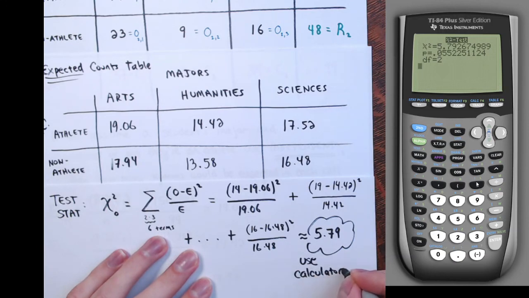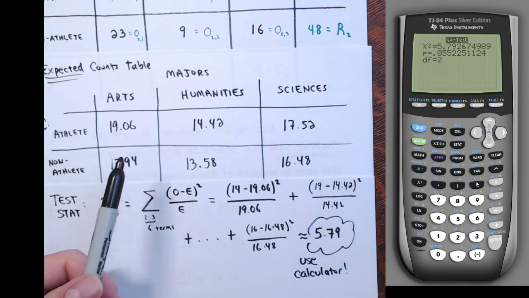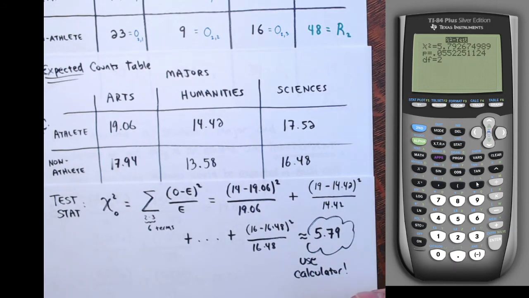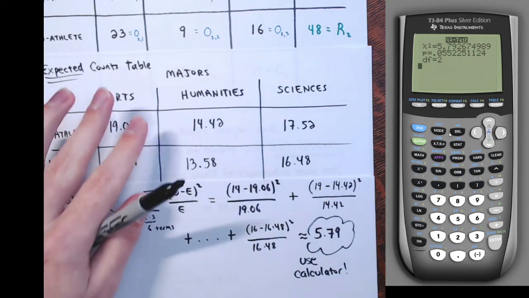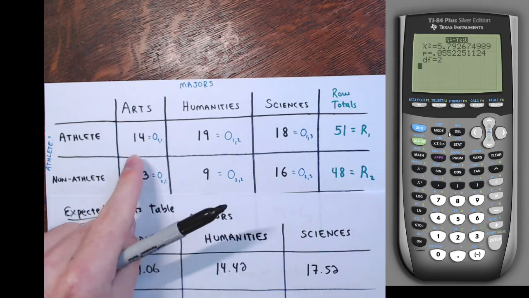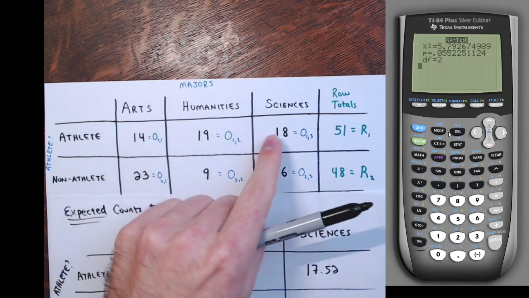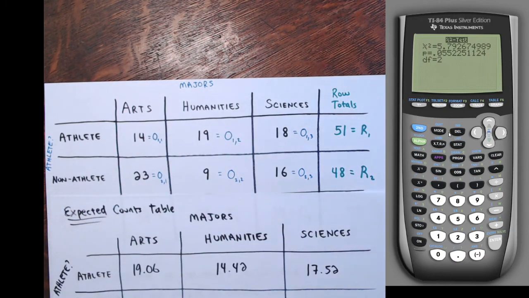It is going to be a lot faster, because this was only a 2 by 3 matrix, only 6 terms. If I had a 3 by 5 matrix, I'd have to do 15 of these. If there were a 7 by 10 matrix, there'd be 70 of these. It'd be crazy. It would be way too much. So I'm telling you, just go to that matrix menu, enter your matrix of observed values, and then go right to that chi-squared test in the calculator.